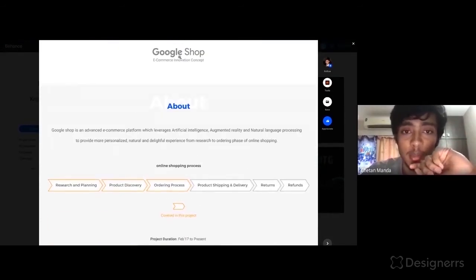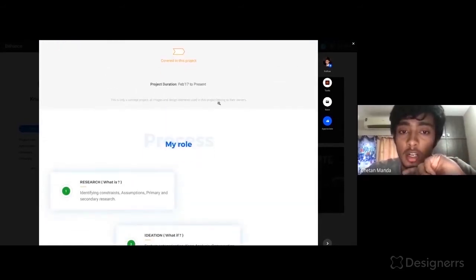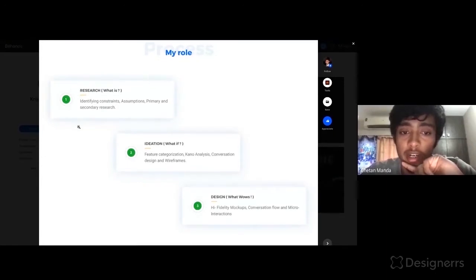You can see how he has put that out right in the beginning. He's mentioning what this is about. It's about Google Shop. He wants to create an online shopping process. He's mentioned the duration. It is a concept project. All elements belong to their owners. So what was his role? He did research, ideation, design.